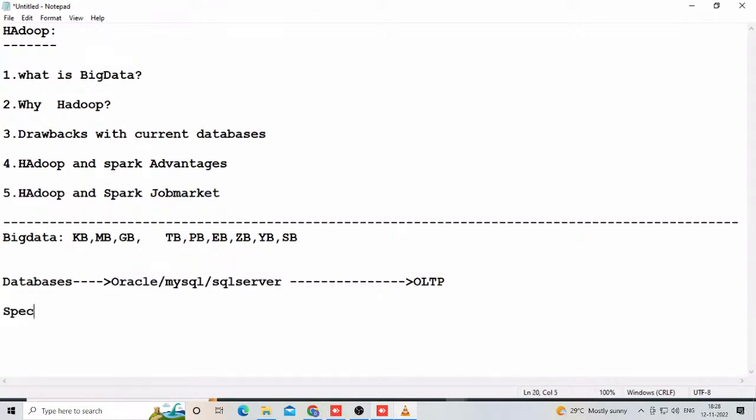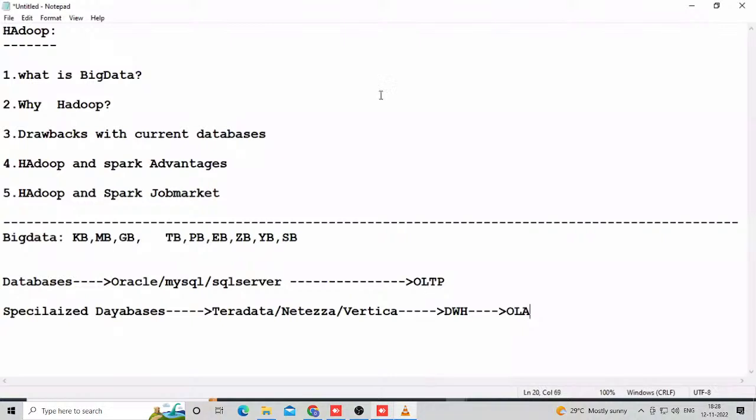And we also have some specialized databases used for data warehouse purposes, like Teradata, Netezza, Vertica. These databases are used for data warehouse, DWH, OLAP purposes, analytical processing, online analytical processing, right?